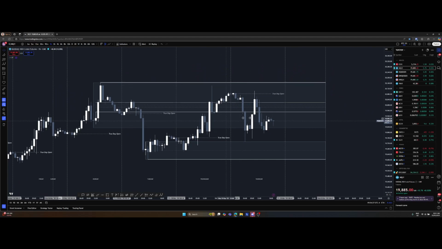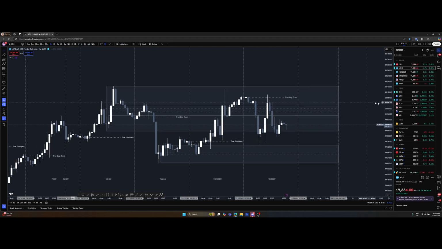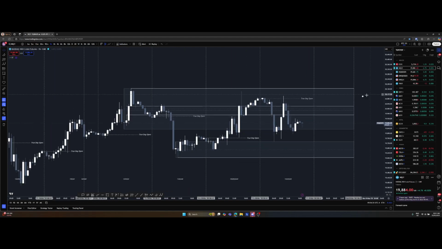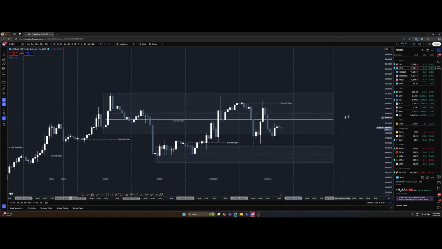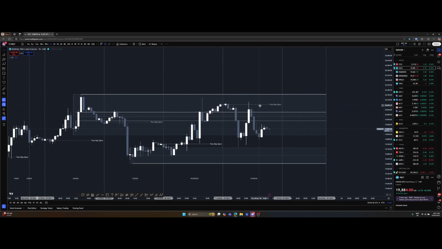And we've had a couple of breaks below this manipulation zone. But yeah, just looking like another inside week. So not really expecting too much here until one side of this is broken.